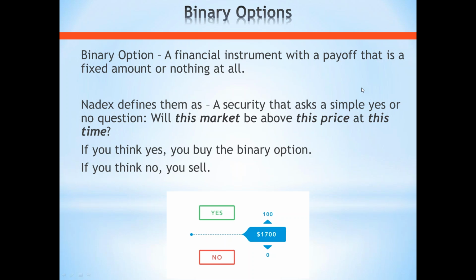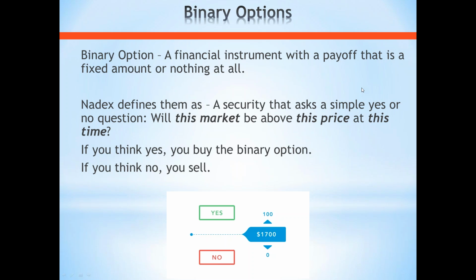If it is, the option settles at full value, or $100. If it's not, it goes to zero. Pretty simple. So there's a fixed payoff, meaning that there's only two scenarios at expiration. Either it goes to full value or zero.